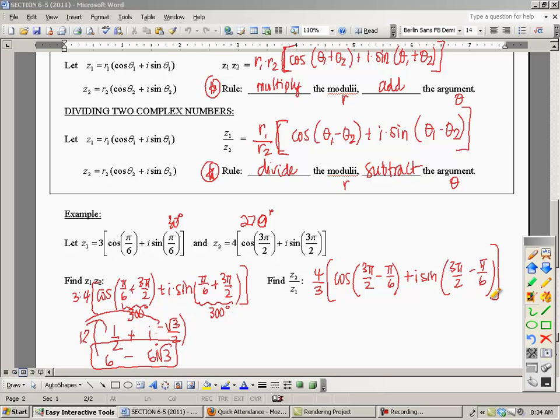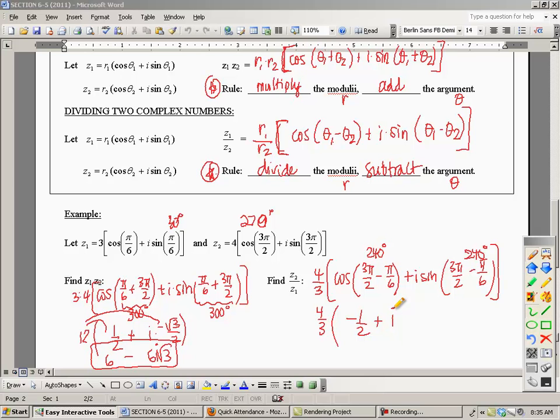Okay, now let's take a look at this. If you take 270 minus 30, this is really saying, okay, 240 degrees. And I know we're more comfortable in degree mode, which is fine. Please know that if you have to go to a complex number, though, most of the time we're going to want it in a radian form. Okay, so let's take a look at this. 4/3, we're going to multiply by the cosine of 240 degrees, which is negative 1/2.